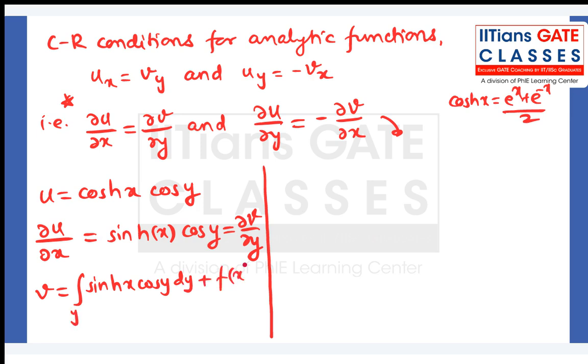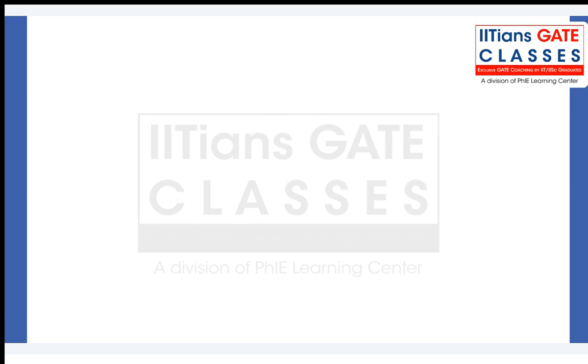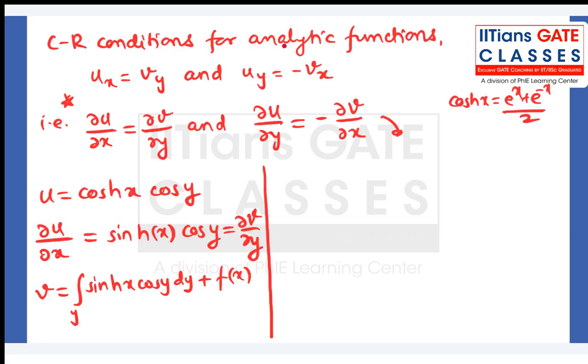Now you need to treat sin hx as constant, and cos y is there. The differentiation of sin is cos, so the cos integration will be sin. Therefore you get v as sin hx, which remains as it is, and you get sin y plus some function of x that is unknown.